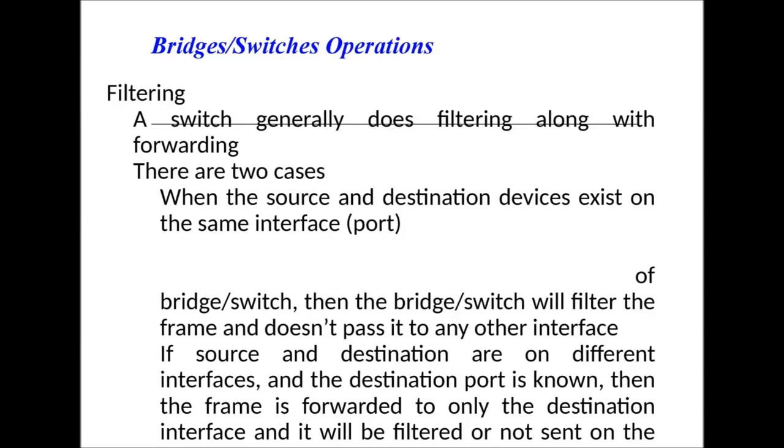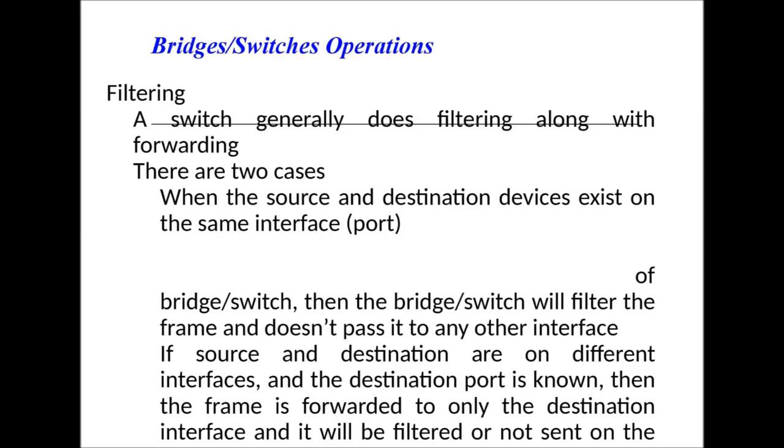So then the bridge or switch will filter the frame and does not pass it to any other interface, because if there is a single broadcast domain, then the frame will not be forwarded. We have discussed this earlier in our previous lectures. So in this case, because source and destination devices exist on the same interface, that frame is not passed to any other interface by the switch or bridge.